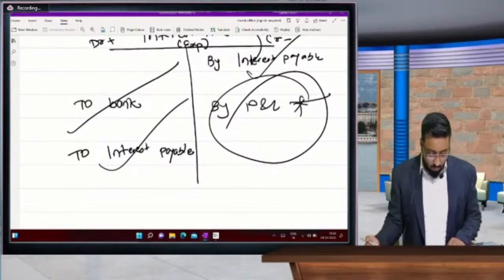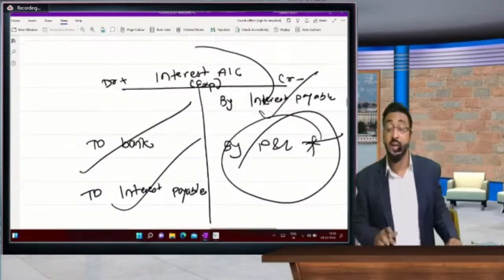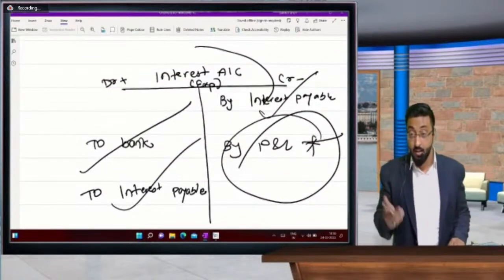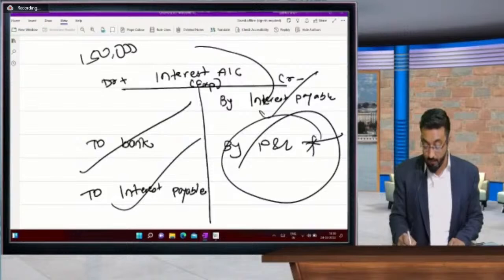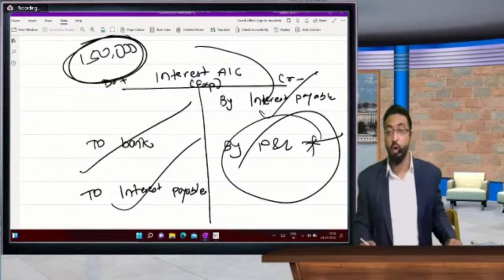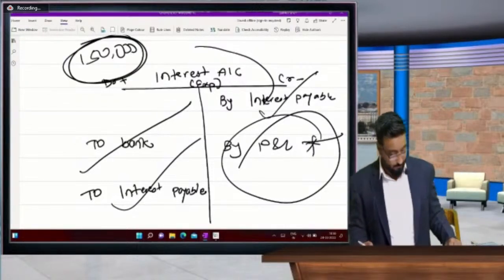Sir, why we are booking that interest as expenditure? We are purchasing debentures. No, beta. This interest which we are going to pay, that for 1,50,000. We are talking about 1,50,000 now.